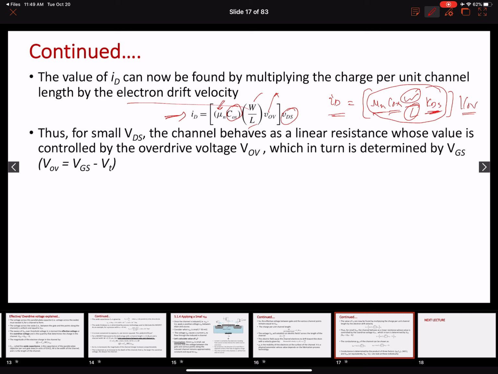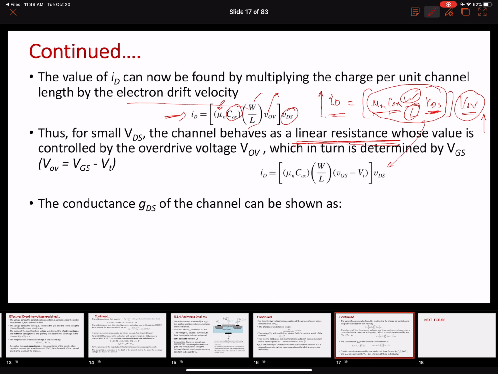So our channel essentially is behaving as a linear resistance. And the value of this resistance can be controlled by the overdrive voltage. As we increase the overdrive voltage, the drain current will increase. And again, the overdrive voltage is the effective voltage beyond the threshold voltage. So if we are increasing the effective voltage, or the overdrive voltage, more and more, this will increase the drain current more and more. Okay. Right, so this is what I just wrote here.